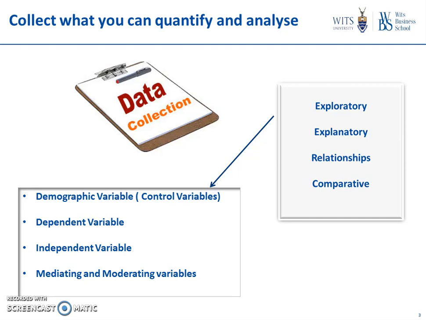So be clear: is it exploratory? Is it explanatory? Are you analyzing relationships, any influences or effect of one variable on the other? Are you comparing groups, independent or dependent groups? You need to be very clear on that, because that helps you understand the kind of variables that you need to have, which will be guided basically by your hypothesis and your research questions that you will have in the first two chapters.